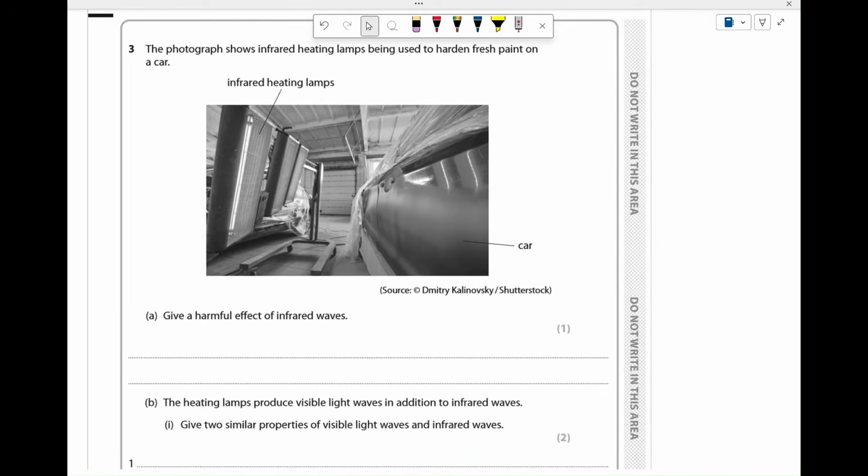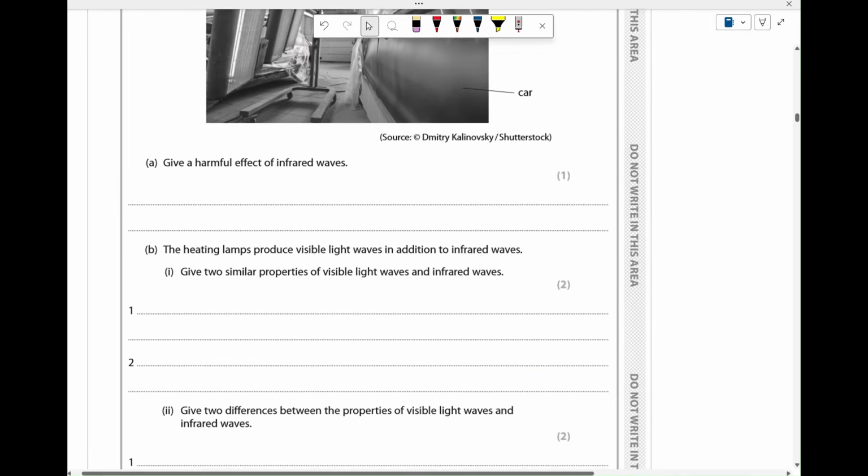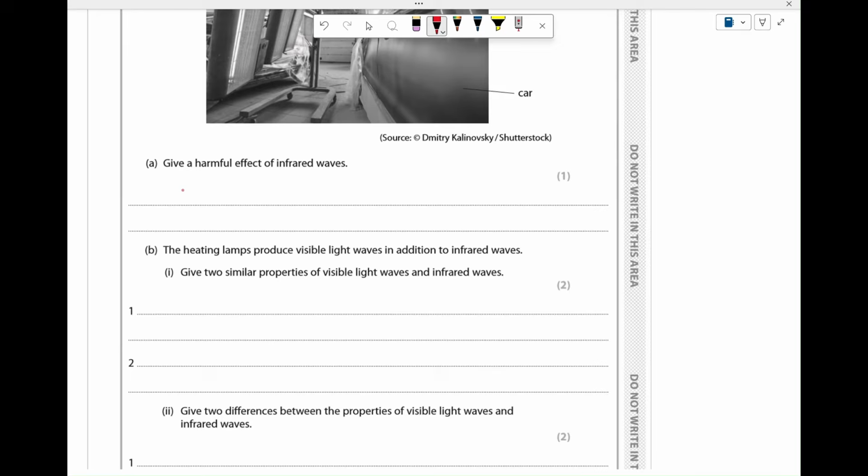Question 3. Okay, this time we're being asked about infrared radiation. What's the harmful effect of it? Infrared is going to burn the surface. So I would say something like damage to the skin, burns, but I think specifically the key word you're going to want to talk about here is the surface. You're burning the surface of your skin, something like that.